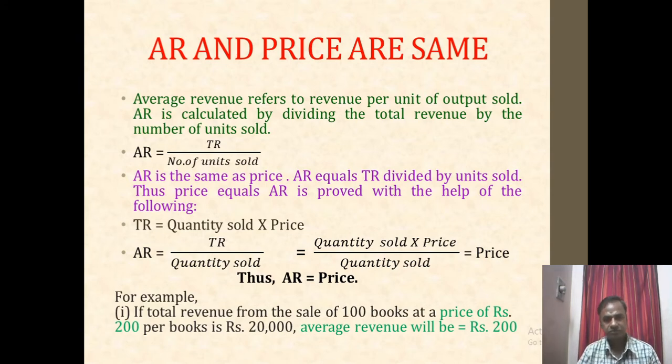For example, how AR is equal to price? Total revenue from the sale of 100 books at a price of rupees 200 per book is rupees 20,000. What is average revenue? Total revenue is 20,000. How many units sold? 100 books sold. So average revenue is 200. What is the price? The price given is 200. The average revenue also we are getting 200. So that's why average revenue will always be equal to price of the commodity.